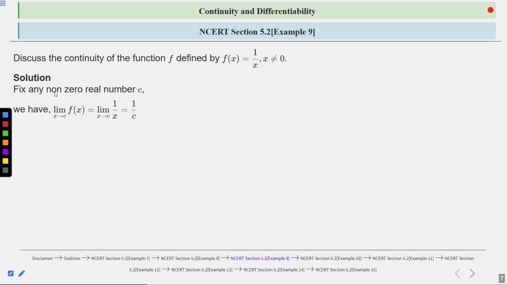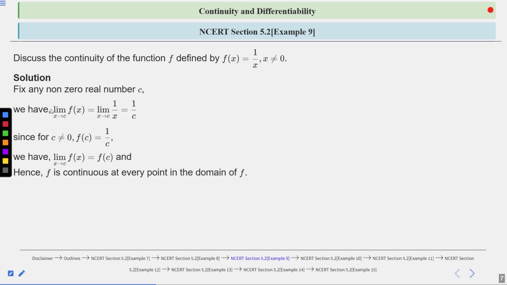So we have the limit as x tends to c of f(x) equal to the limit as x tends to c of 1/x, which will be equal to 1/c. Got it? Now, since for c not equal to 0, f(c) is equal to 1/c, we have the limit as x tends to c of f(x) equal to f(c). And hence f is continuous at every point in the domain of f. Got it?